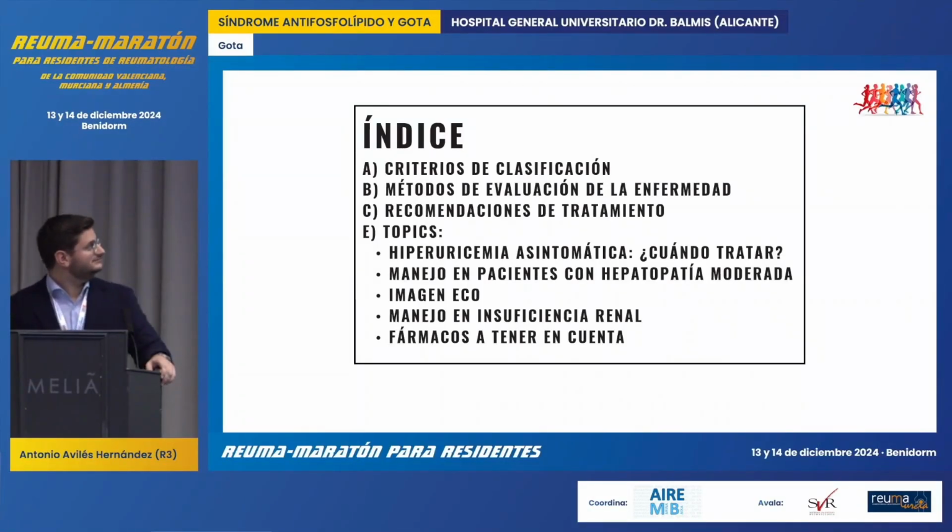I'm going to start by talking about the classification criteria we have for gout, or what we can say about them. We will also talk about the methods we use to evaluate the disease, as well as the treatment recommendations for gout at its different stages, as we will discuss later.